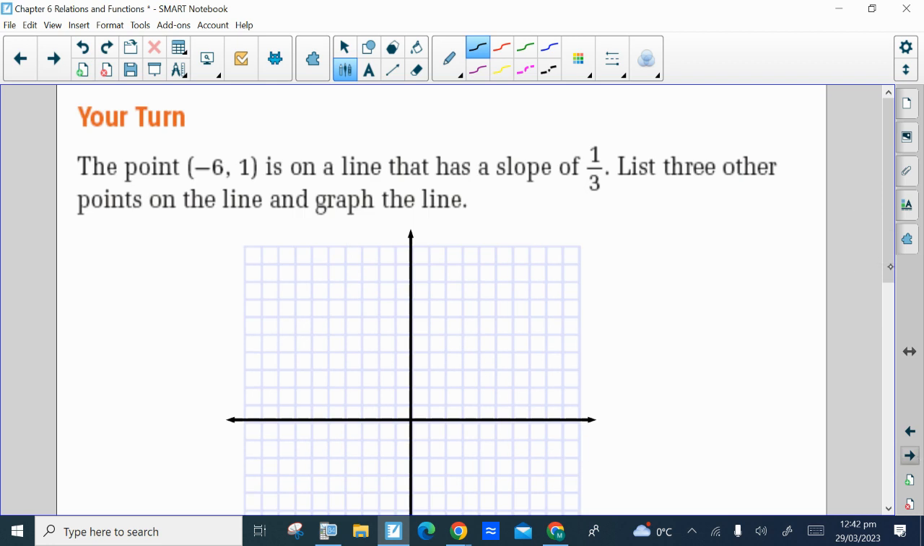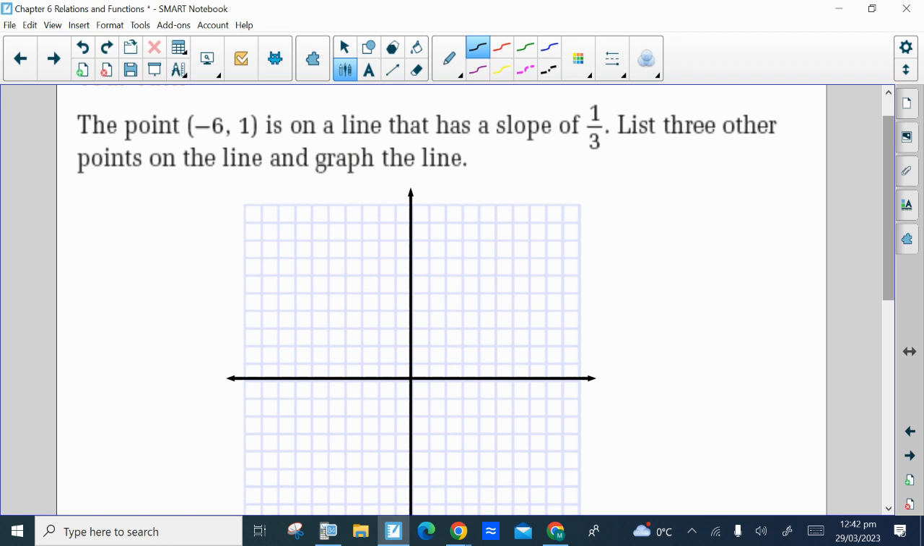We'll do the same thing with this one. The point is -6, 1. -6, 1 is right there. And this line has a slope of 1/3. So usually we would just say it's 1/3. However, we could also say it's -1 over -3. A negative divided by a negative also gives us a positive. Both of these will work.